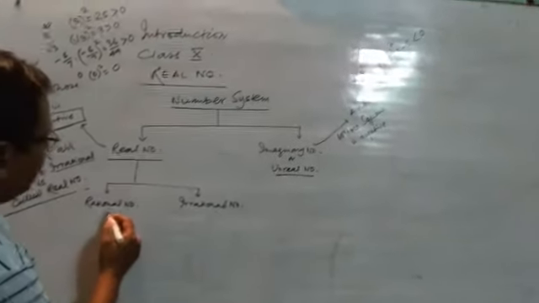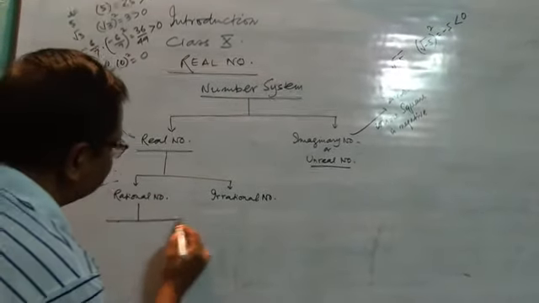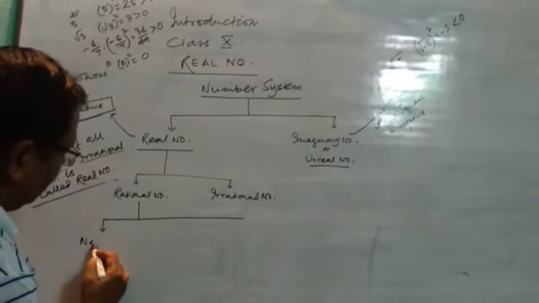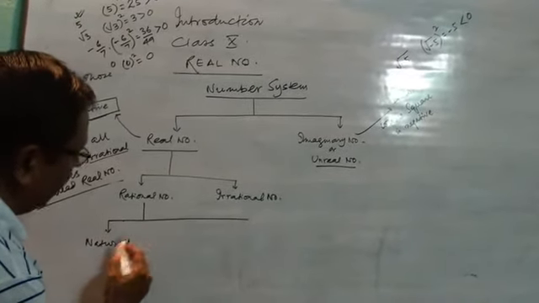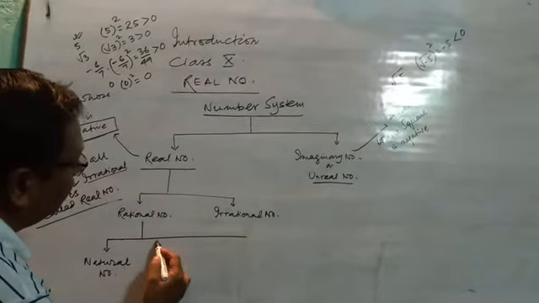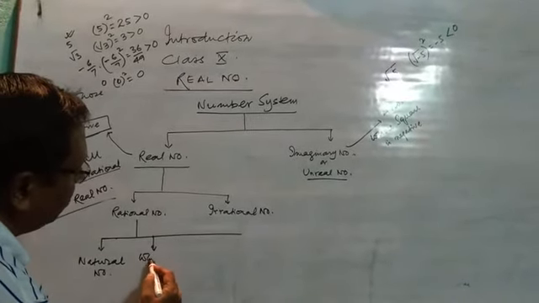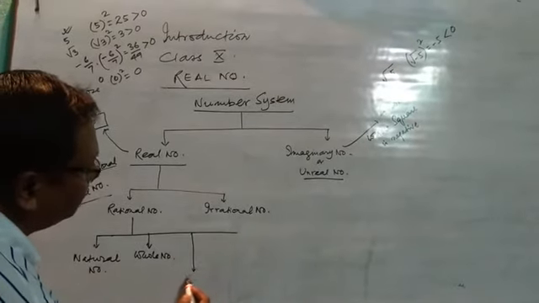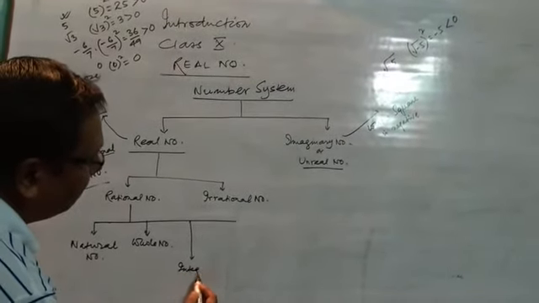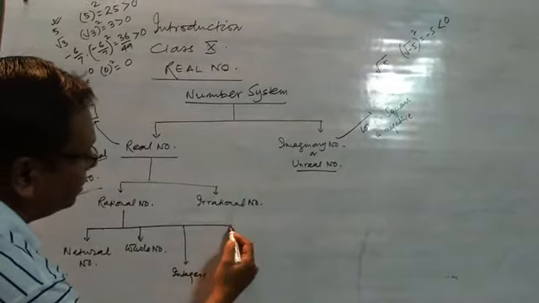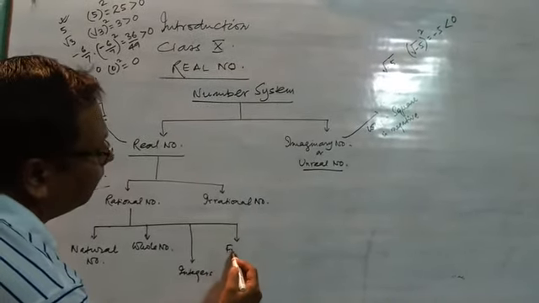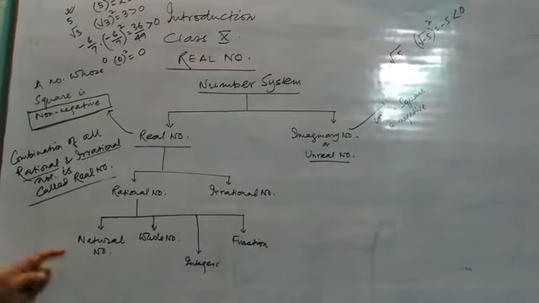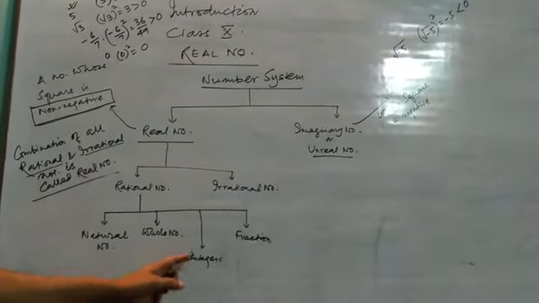Again, this rational number is classified as natural number, whole number, integers, fraction. Natural number, whole number, integers and fraction.